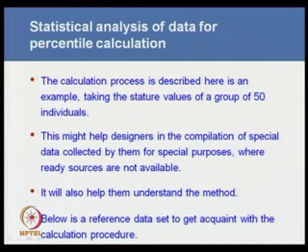The calculation process described here is an example taking the stature value, body height, of a group of 50 individuals. This might help designers in the compilation of special data collected by them for special purposes where ready sources are not available. It will also help them understand the method. Below is a reference data set to get acquainted with the calculation process.